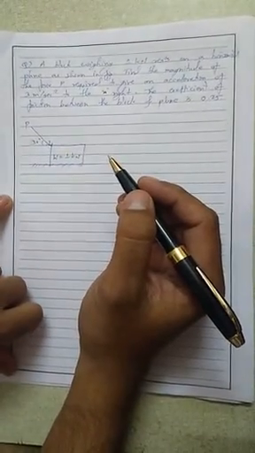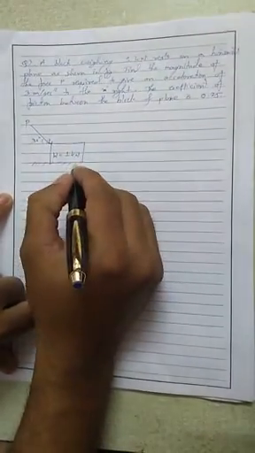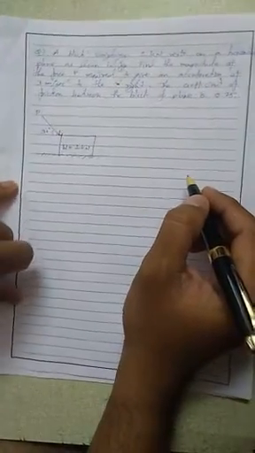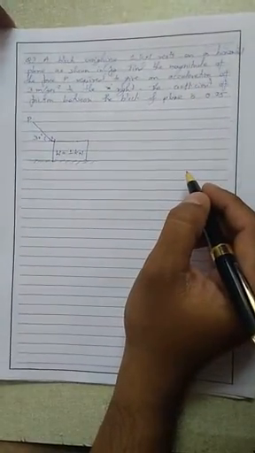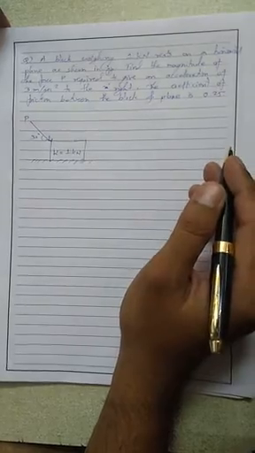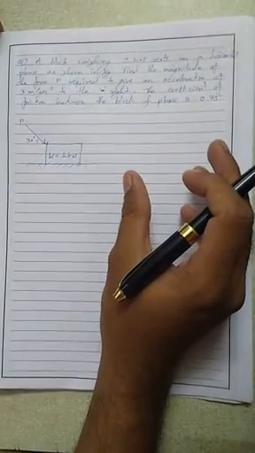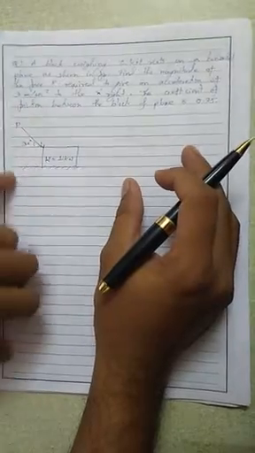Today we are going to discuss problems on D'Alembert's principle. As we know, D'Alembert's principle is used to make a dynamic body static. When we apply D'Alembert's principle, the dynamic body will be in static equilibrium. To convert that, we use D'Alembert's principle.